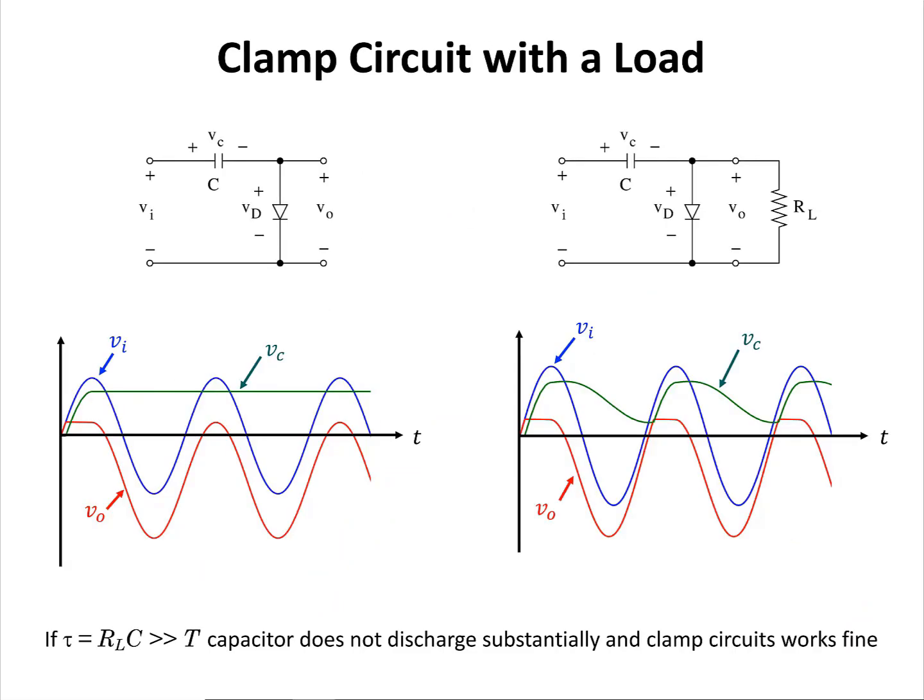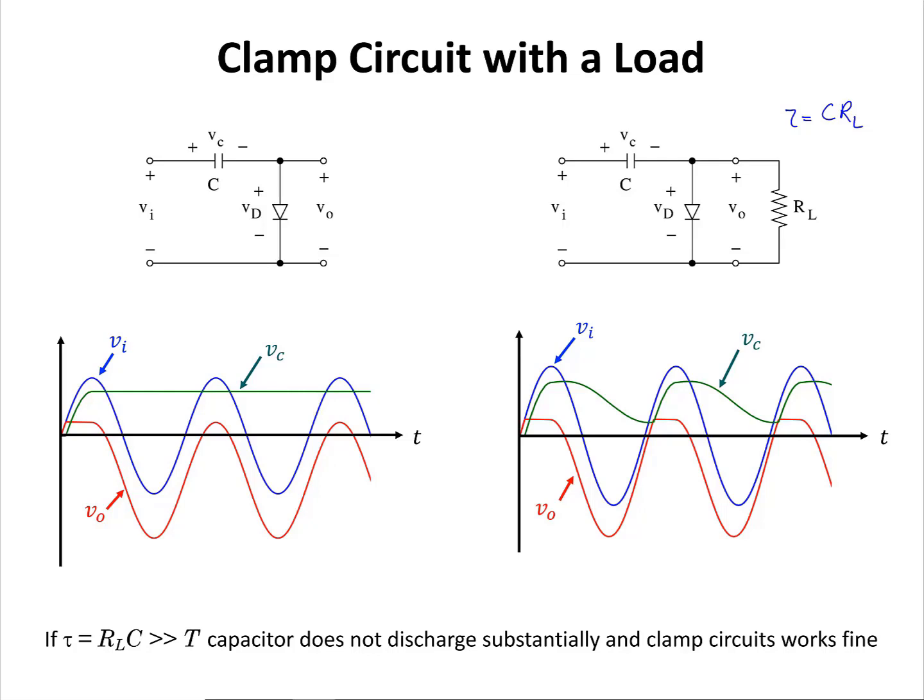Next, we are going to consider the case that there is a load connected to the output of a clamp circuit. When the capacitor is charged and the Vi value is past its peak value, the diode will turn off. So when the diode is off, the capacitor can discharge through this RL. The time constant of the circuit is going to be equal to C times RL. When this time constant is much greater than the period of the input signal, the capacitor cannot discharge much when the diode is off, and the output is going to maintain its shape. Or the output is going to be the shifted version of the input signal.